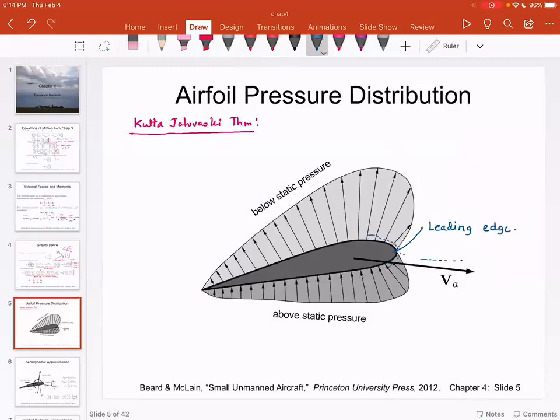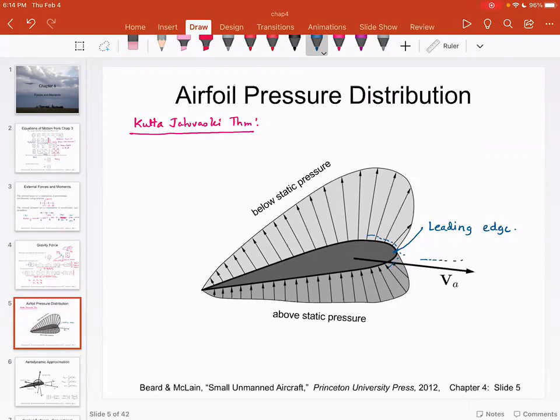And this leading edge is very critical. So when you look at the aircraft wing, you will see a "do not step" sign on the leading edge, because you don't want flow separation to take place on the leading edge. That will affect the performance of the aircraft significantly.